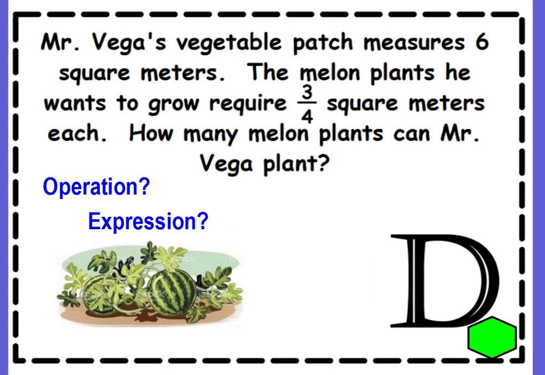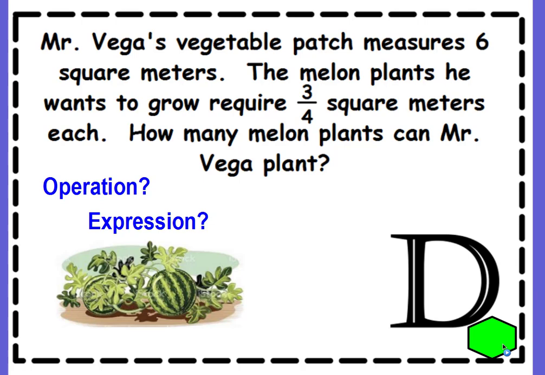Okay, problem D. Mr. Vega's vegetable patch measures 6 square meters. The melon plants he wants to grow require 3/4 square meters each. How many melon plants can Mr. Vega plant? So go ahead, look for those clue words that tell you the operation. Are you adding, subtracting, multiplying, or dividing? And then write your expression. As you write your expression, determine if you're going to, or if you can, change everything to decimal or everything to fraction, and which you would prefer to do. And pause the video, solve the problem, come back and check.